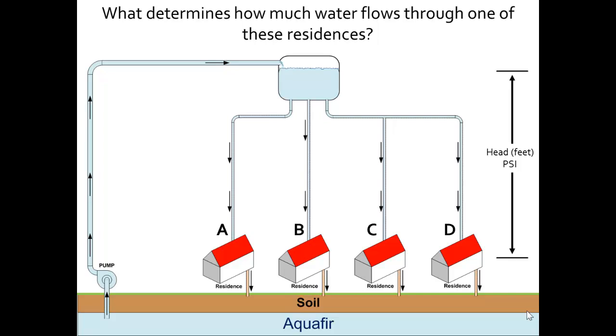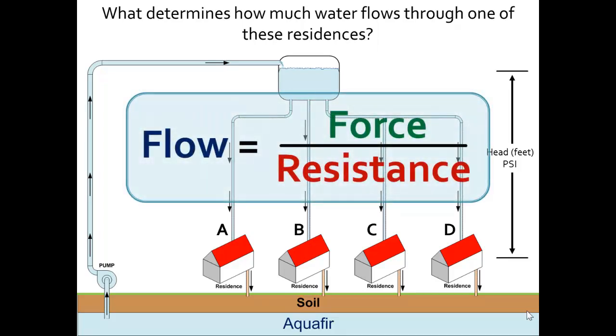Okay, what determines how much water flows through one of these residences? Now, this is not a trick question, but you've already been given the answer. Flow equals force divided by resistance. So when we compare these four residences, we compared the resistance. The force is equal, but the resistance is greater in D. C is greater than A and B, A is greater than B, and B is the least. B has the least resistance to flow for the same force, so it's going to have more flow.